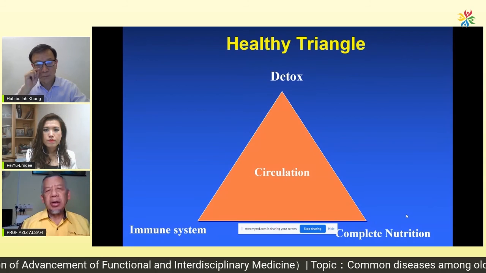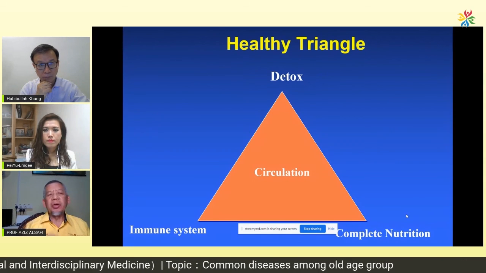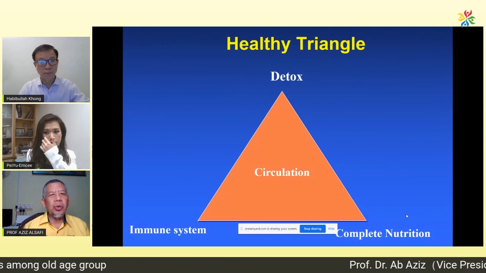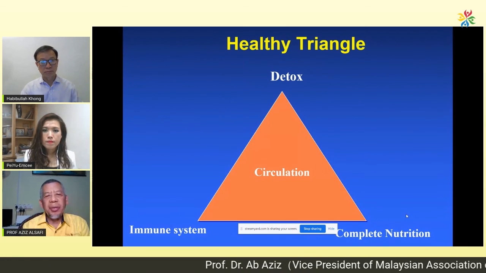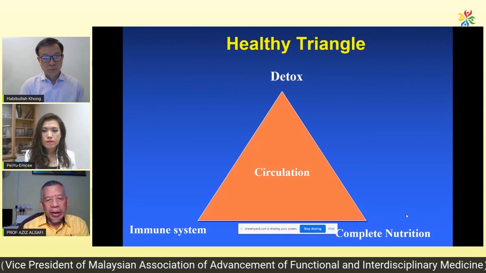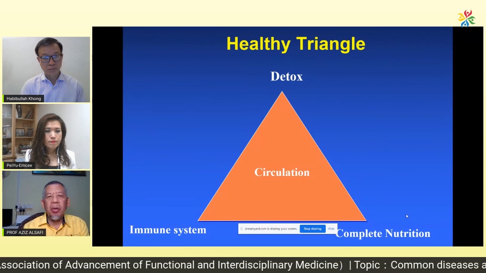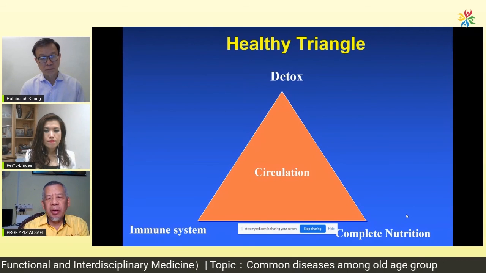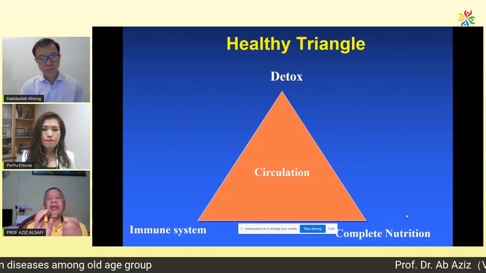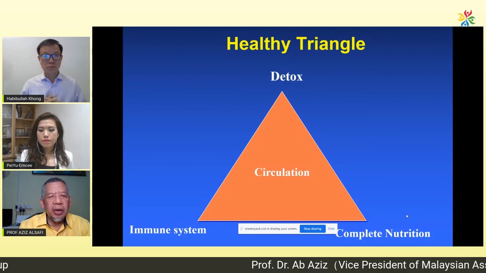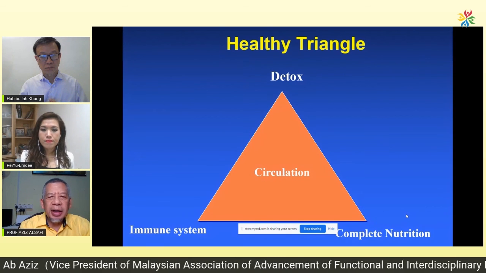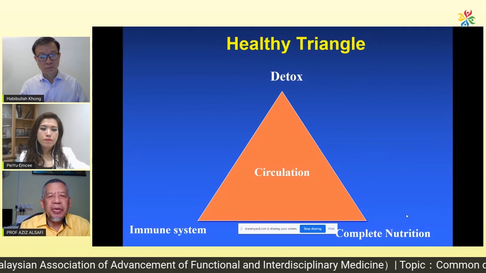So the solution is to look at what we call the healthy triangle. To overcome all these medical problems, it's not only through medication, but through a systematic approach. That is to do a detox process, meaning to remove toxins from the body, then to look after your circulation, your blood flow, then the nutrition aspect, and the other one, the immune system. If you look at this healthy triangle, then you can easily overcome problems of this nature. Okay, I think with that I end my presentation here.